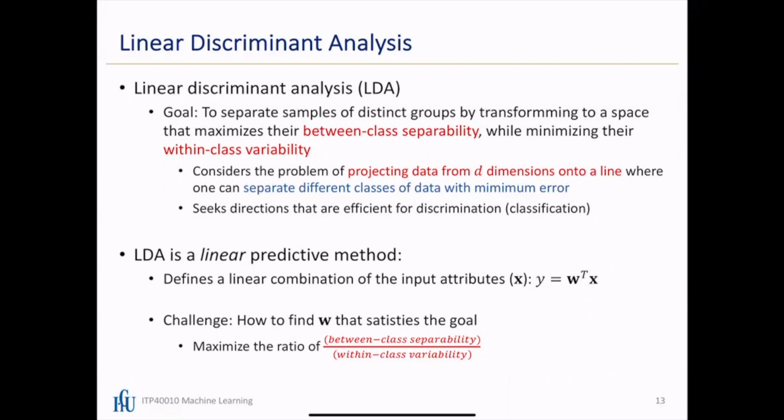We can summarize our discussion in this way, where eventually we want to find a projection like this. And W over here is the projection function or projection matrix. We talked about two different quantities. One is between-class separability, where we want to maximize the distance between two different classes. The other is within-class variability, where we want to minimize the variance within each class. We can put everything into one quantity as a ratio, so we simply want to maximize this ratio: between-class separability over within-class variability.